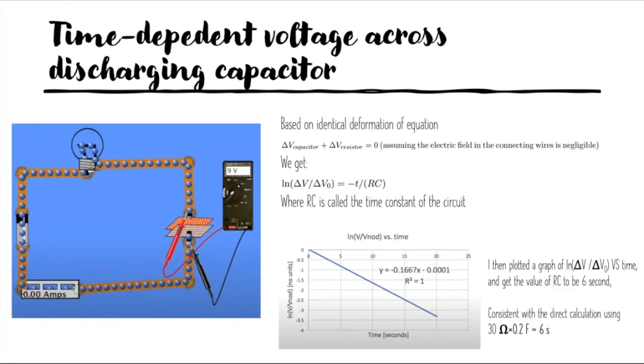Time-dependent voltage across a discharging capacitor. Based on the analytical derivation of the equation, delta V capacitor plus delta V resistor equals 0, under the assumption that the electric field in the connecting wires is negligible, we get ln of delta V divided by delta V0 equals negative t divided by RC, where RC is called the time constant of the circuit. I then plotted a graph of ln of delta V divided by delta V0 versus time, and got the value of RC to be 6 seconds, which is consistent with the direct calculation using 30 times 0.2, that is 6 seconds.